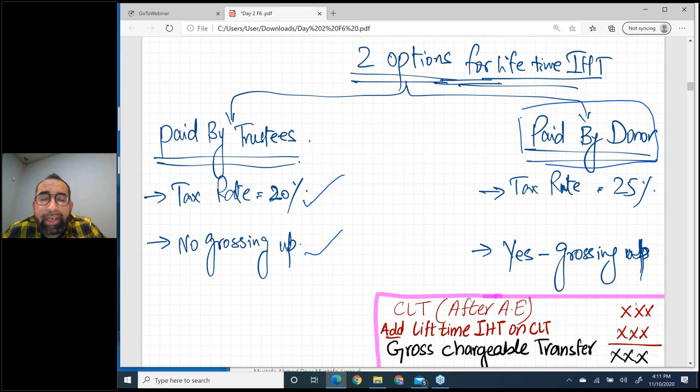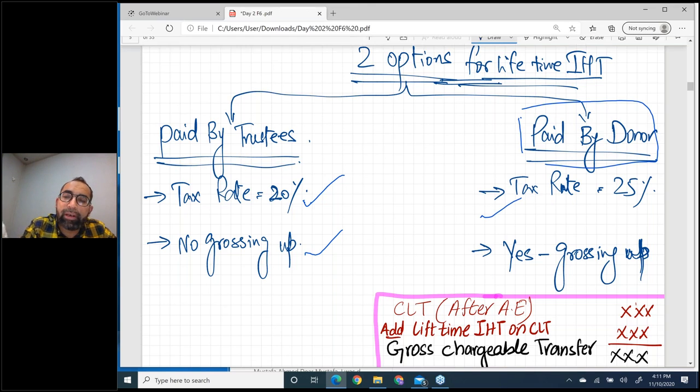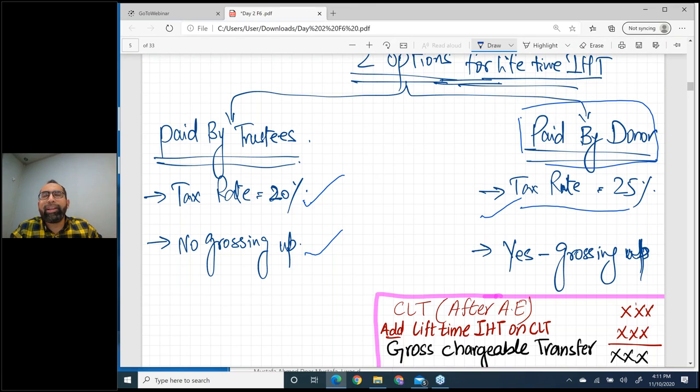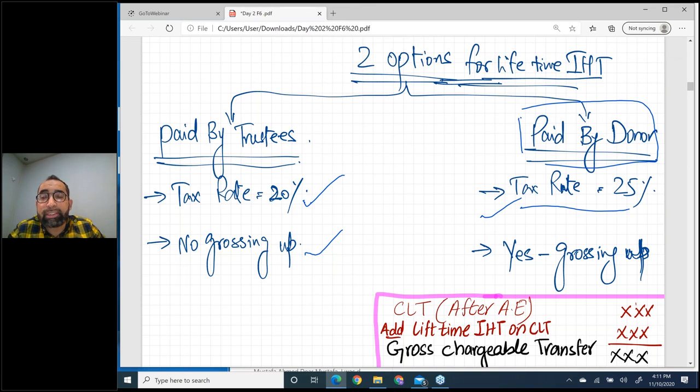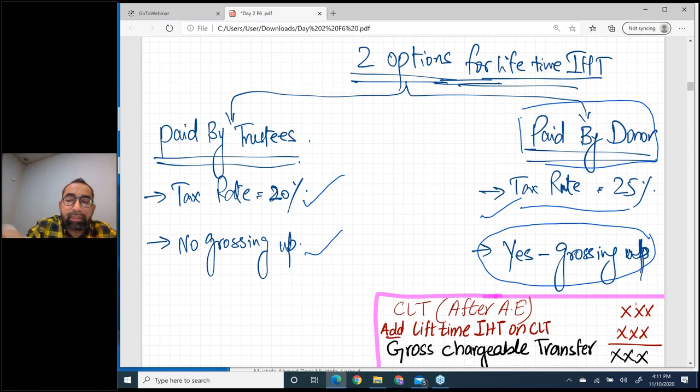The donor can also pay this first installment, what we call lifetime IHT. In that case the tax rate for the lifetime IHT is 25%. Look here, the tax rate to be used for lifetime IHT is 25%. And you have to do one more thing, be very careful, that is grossing up. Sir, what is grossing up?